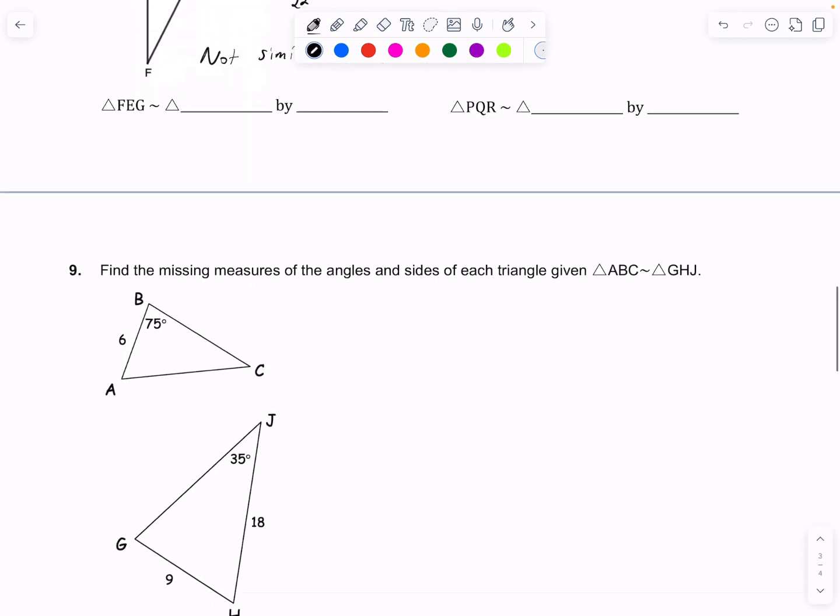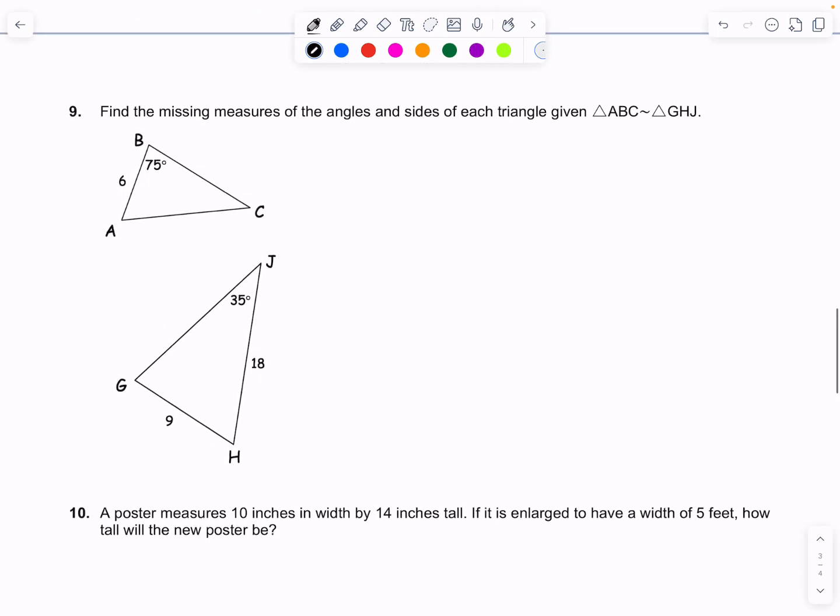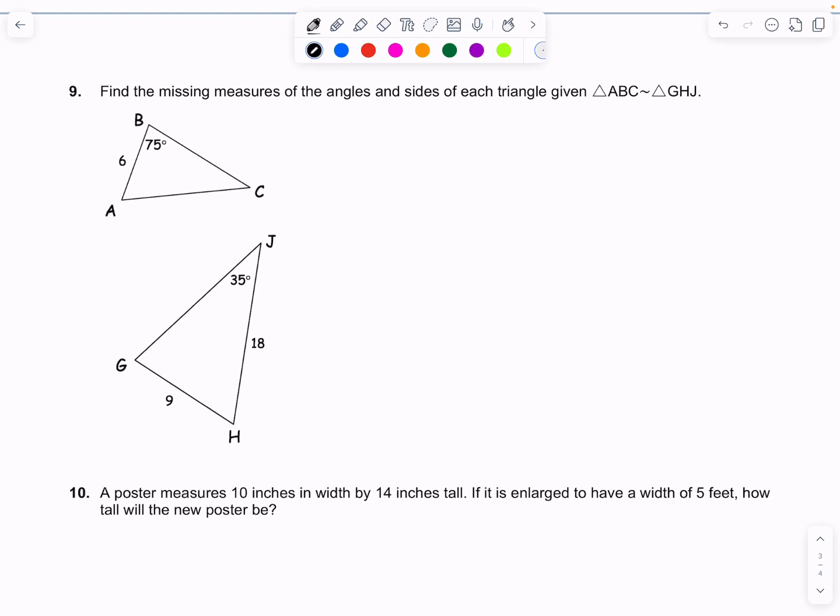Okay, let's keep going. I'm gonna do number 9. Number 9 says, find the missing measures of the angles and the sides of each triangle given triangle ABC is similar to triangle GHJ. Since they're telling me they're similar, I know that their corresponding angles are congruent. So I look here, angle B is 75 degrees. That matches up with angle H. So angle H is 75 degrees. So I know one there.